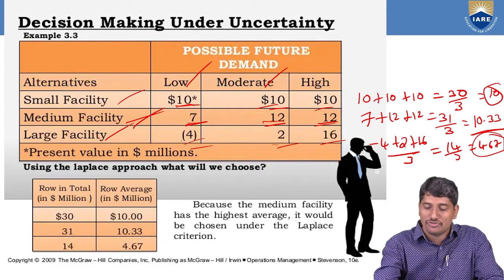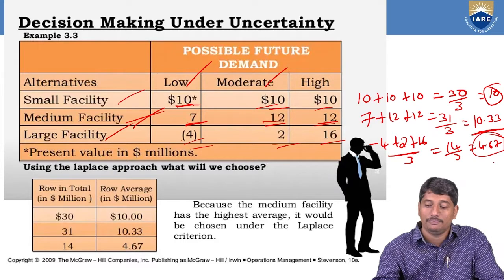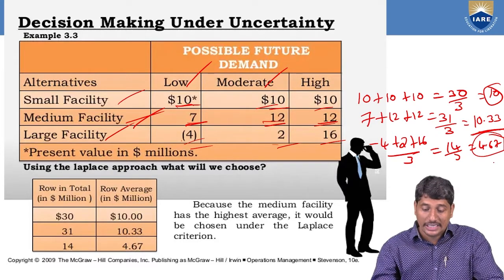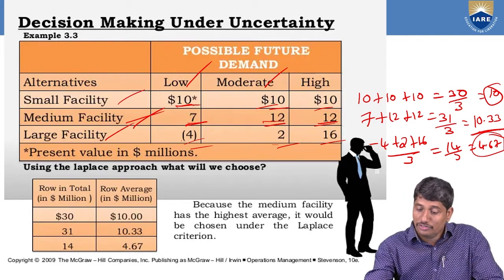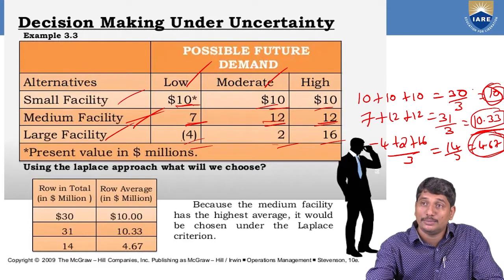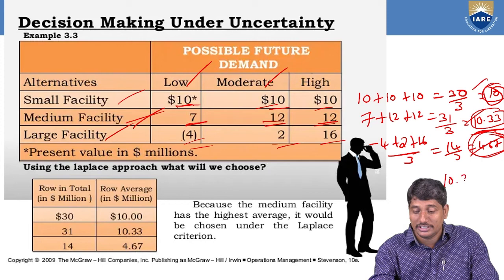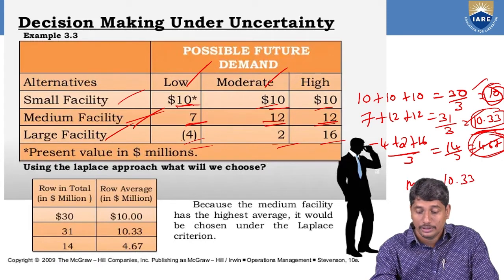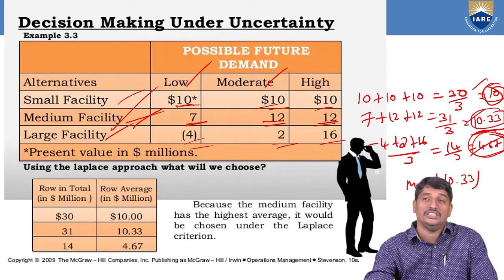Okay. So, how to make the decision under Laplace? In the Laplace, we are calculating the average, sum by number, sum by number, sum by number. Now, we will select the maximum of these three averages. What is the maximum of 10, 10.33, 4.67? 10.33 is the maximum. So we go with 10.33, which means we go with the medium facility.